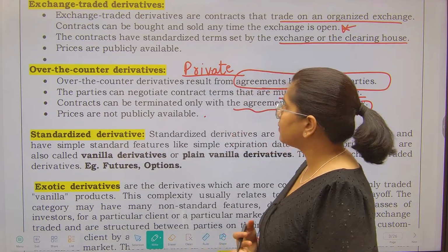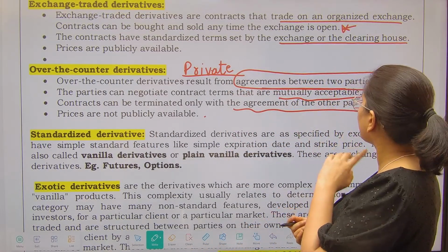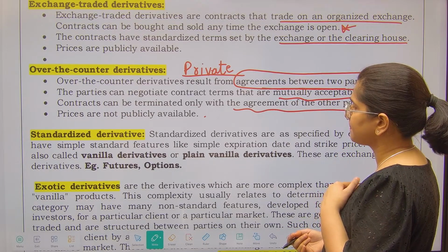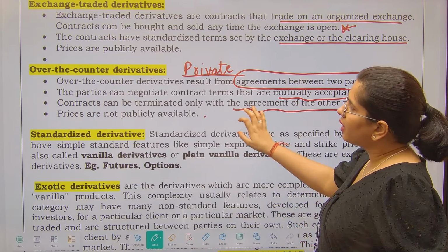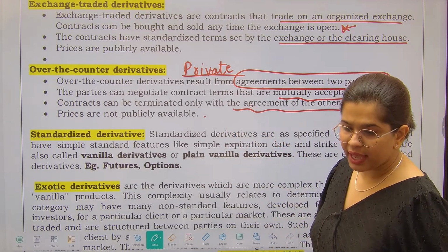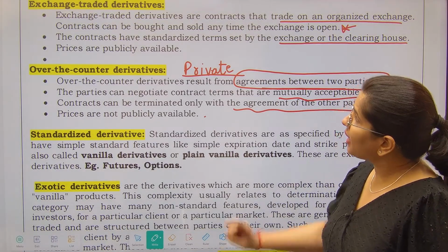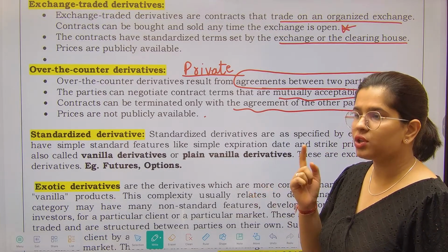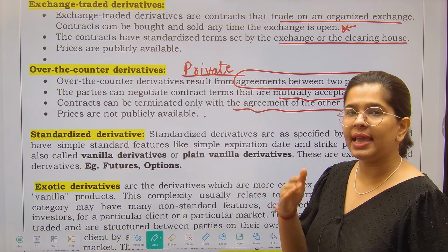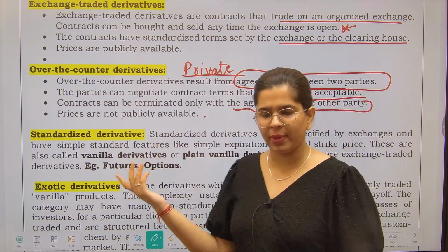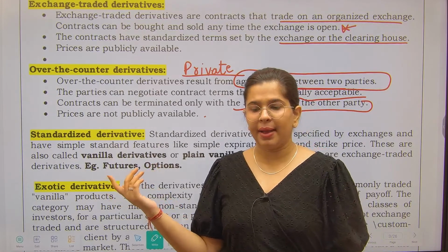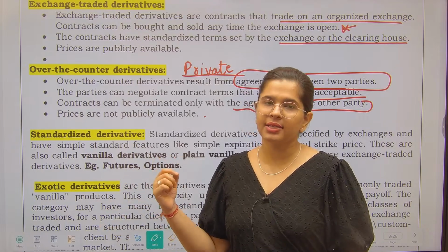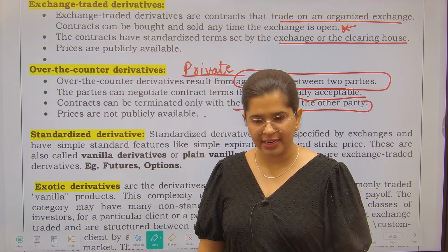Next, I hope you have understood this. One more thing that I needed to tell you here is, the contracts can be terminated only with the agreement of the other party. And in the exchange traded derivatives, either you have to fulfill your obligations or you can sell your position. You can sell to someone else. Anyone else who's interested in buying your position can just buy. If you want to sell, you can sell. So that is one of the advantages of the exchange traded derivatives.